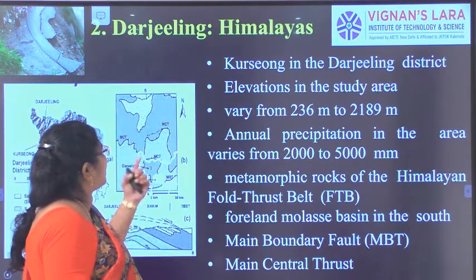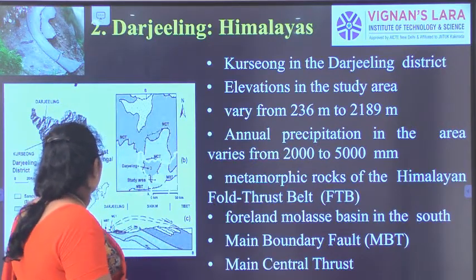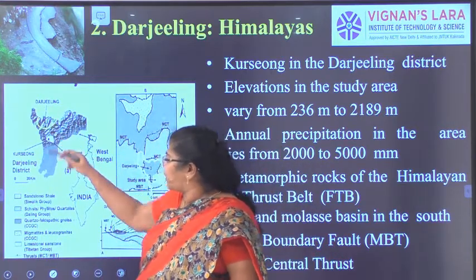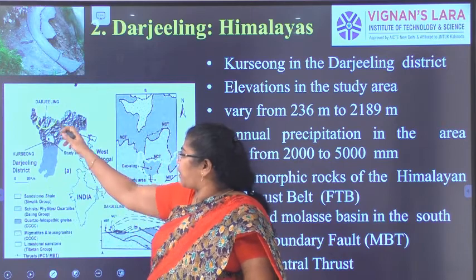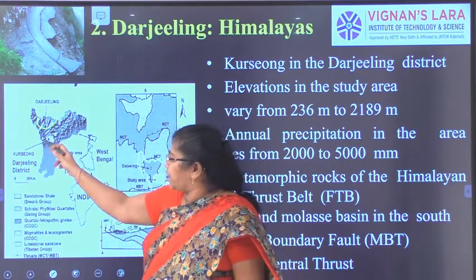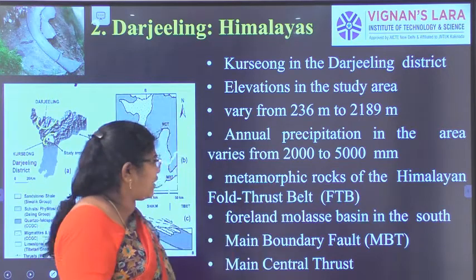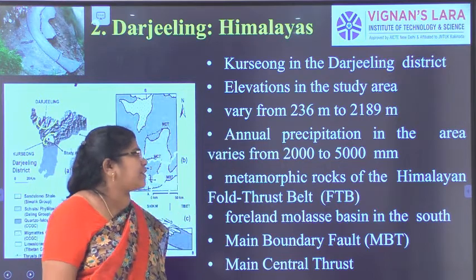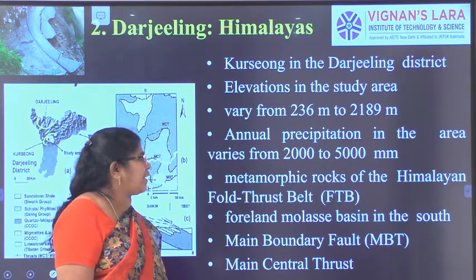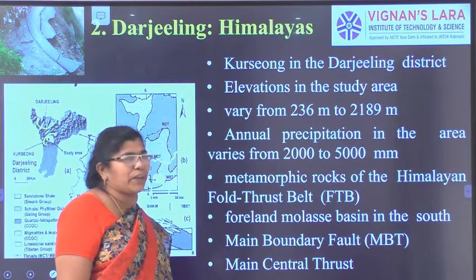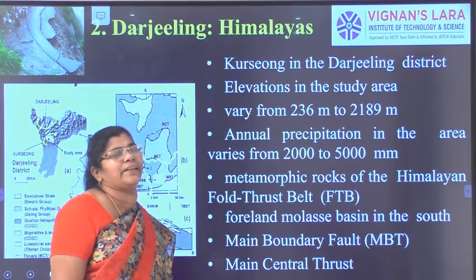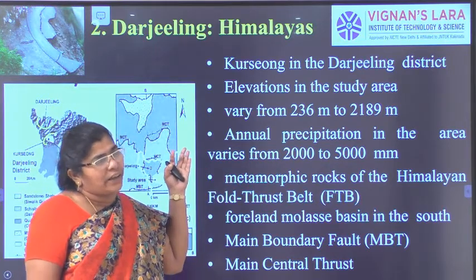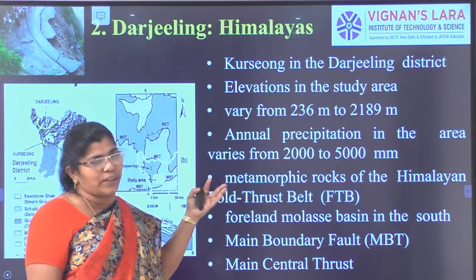Okay. So the next one is in the Darjeeling Himalayas. All of you know where Darjeeling is, right? Everyone wishes to see this place. It is in West Bengal. This is the study area that was taken. Actually, I have taken it only from the net. The study area varies from 236 to 2189 meters, and annual precipitation is 2000 to 5000 mm. It is always raining in that area, right? Because in the Himalayan ranges, Cherrapunji, everything is there, Assam is there, and almost throughout the year there will be rain.